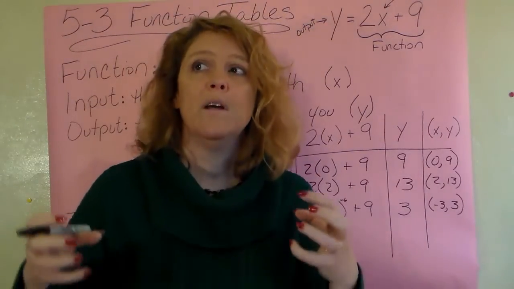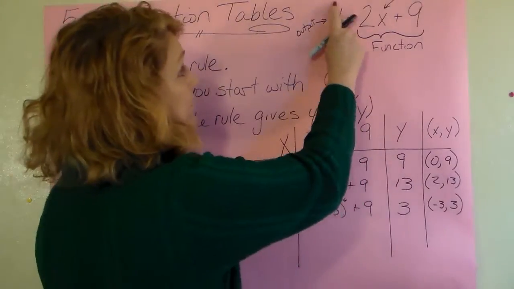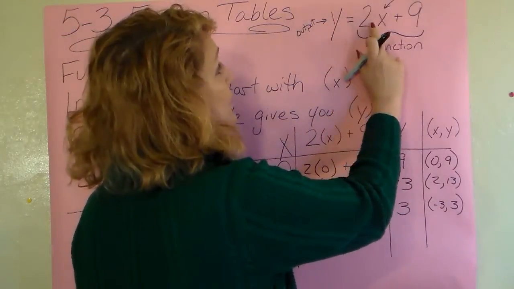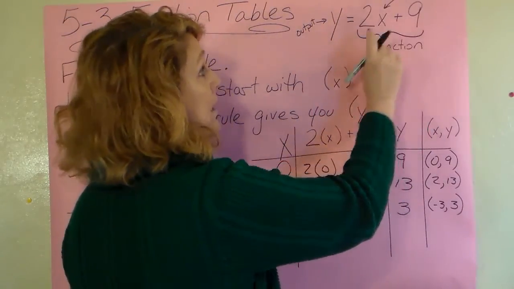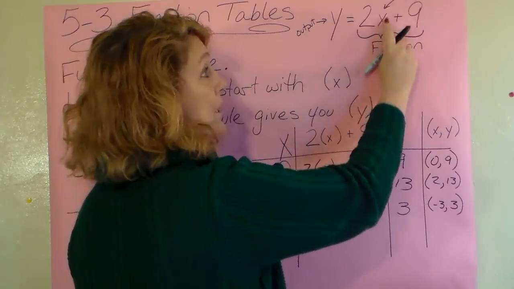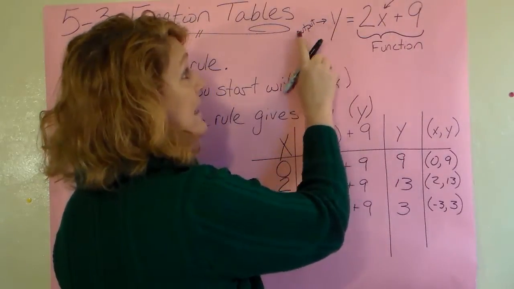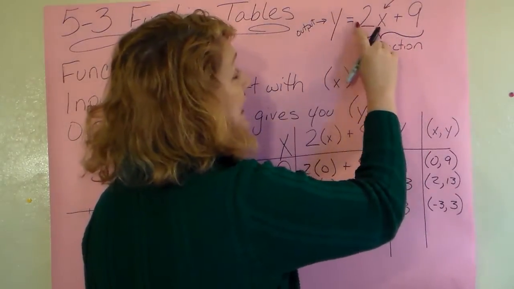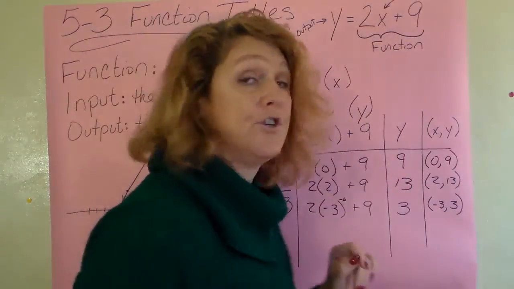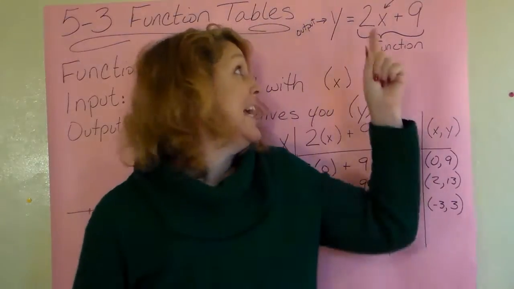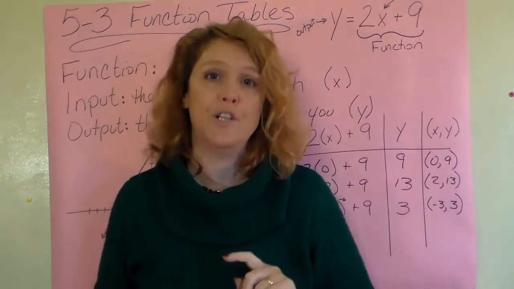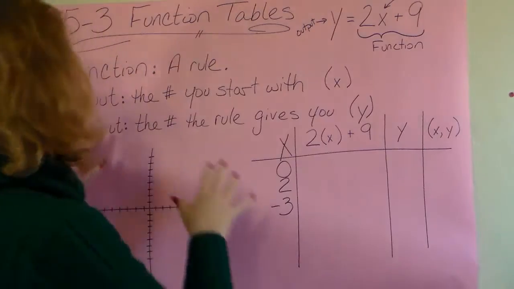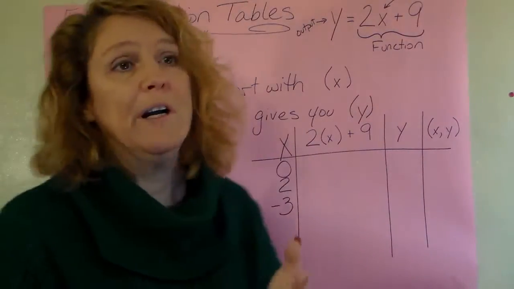A function looks like this. Here's an example of one: y equals 2x plus 9. So x is our input number, y is our answer, our output number, and this part of the equation is called our function, because every time we get an x, this is what we're going to do with it. Okay? It's got an input number and an output number.